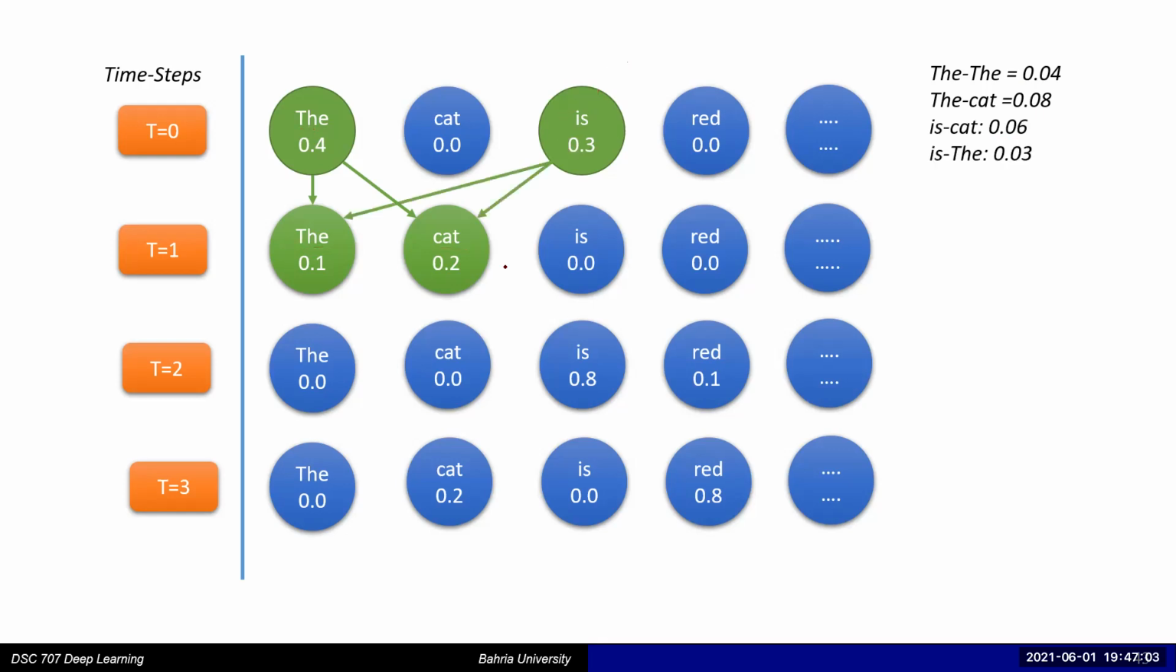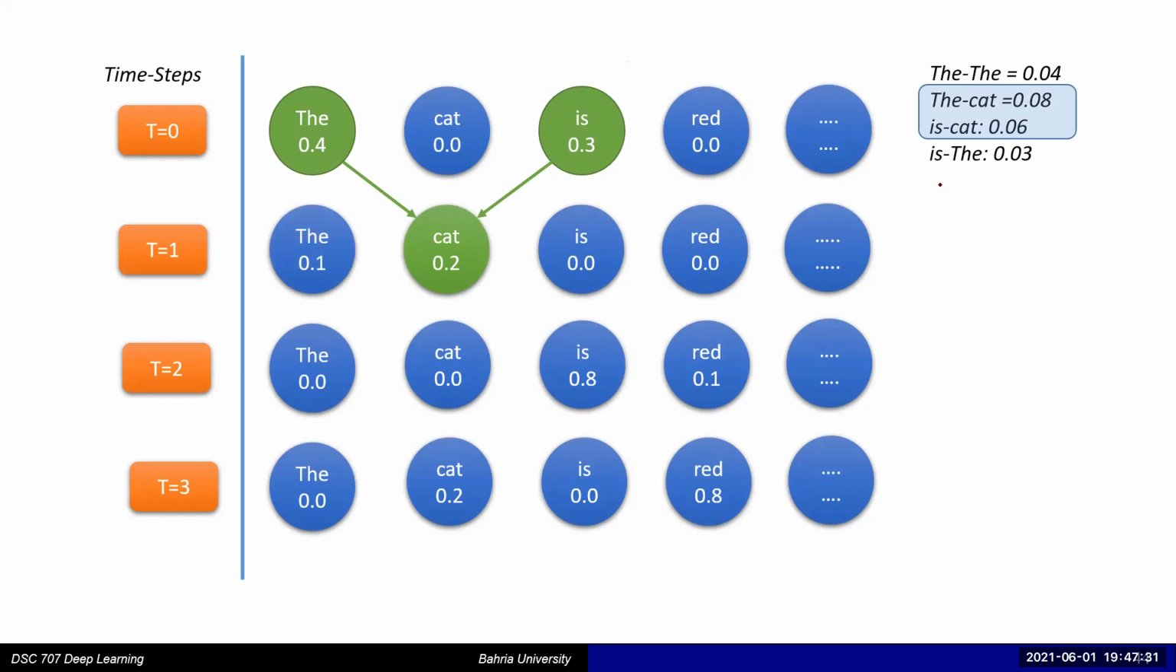If the first word is "the", again, the two most likely choices for the next word are "the" and "cat". So what is the probability of "is"? It is 0.3 into 0.1, which is 0.03, and 0.3 into 0.2, which is 0.06. Okay, so now I have four combinations. Out of this, I need to keep only two combinations with maximum probabilities and throw away the rest.